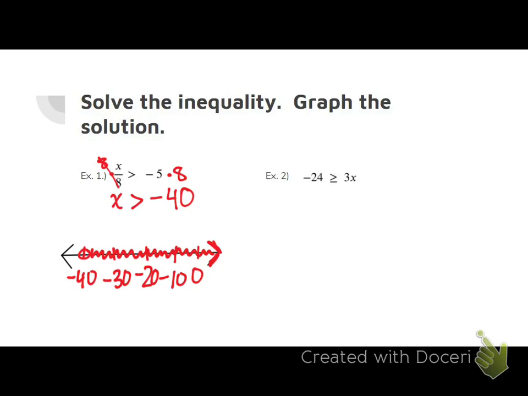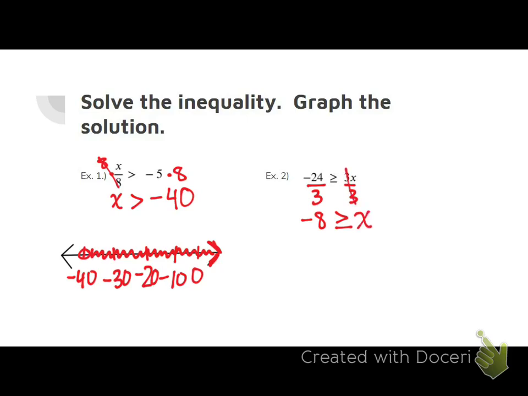On number 2, how am I going to get x alone? Divide by 3. Very good. We're trying to get rid of whatever's by the x. So we divide. When we divide negative 24 by 3, what do we get? Good. Negative 8 is greater than or equal to x.